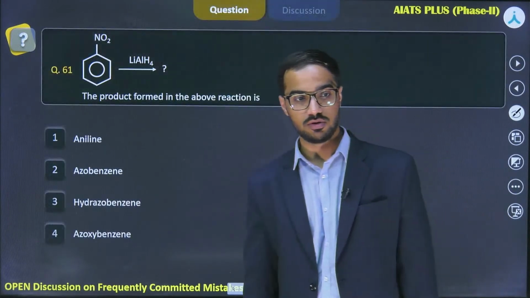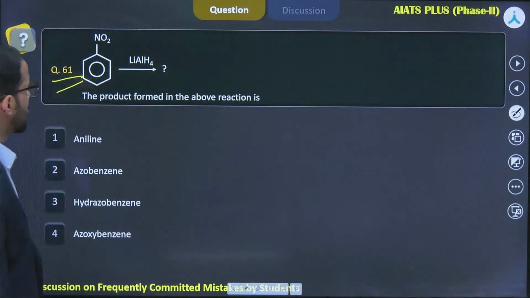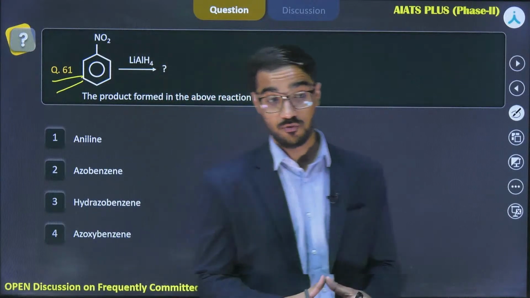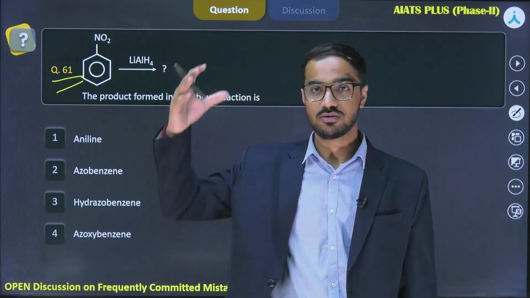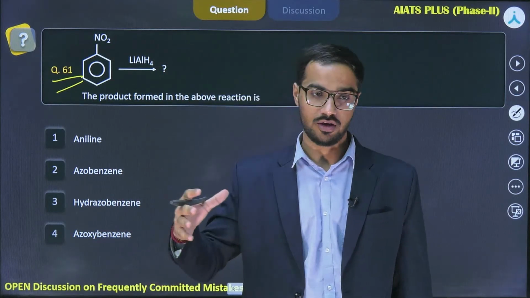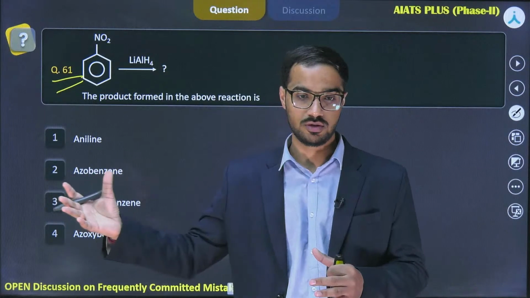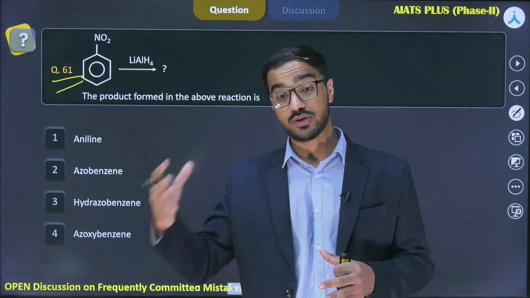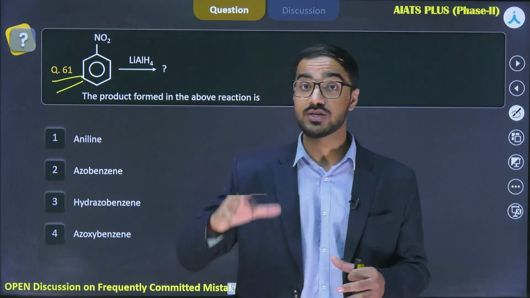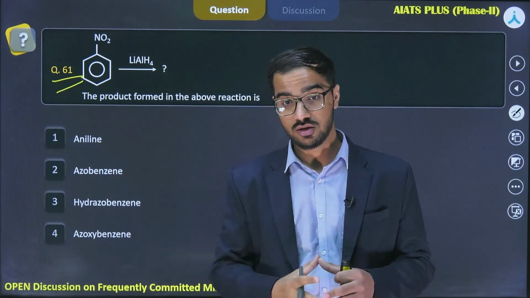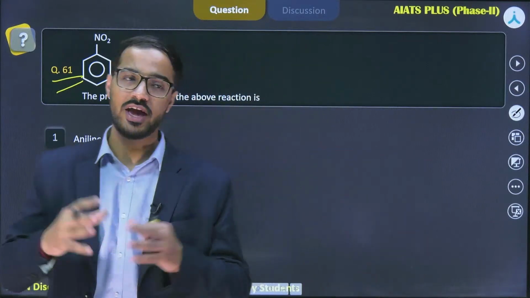We have question number 61. It means we have to reduce the nitro. Let us try to make an entire series of reagents which will be helpful for you to memorize which reagent will reduce nitro to which groups. Where azobenzene is the product, where aniline is the product, where hydroazobenzene is the product, where azoxybenzene is the product. Shall we? Let us try to make an entire table.